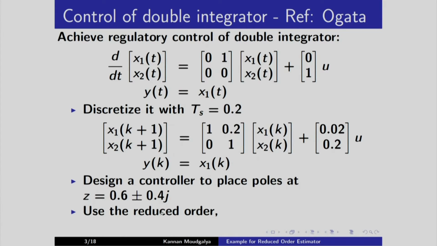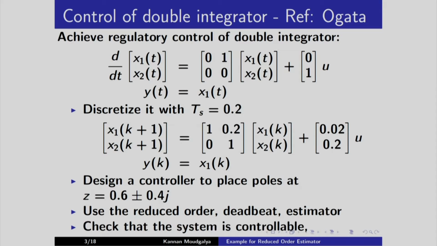Let us use the reduced order deadbeat estimator. Deadbeat means what? Both the poles are at the origin. First let us check that the system is controllable and observable. I would want you to try that out for this system.